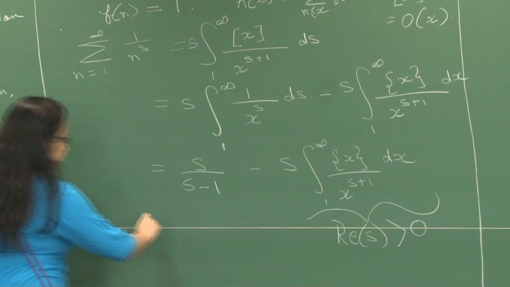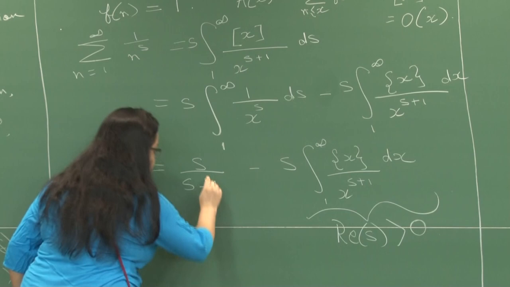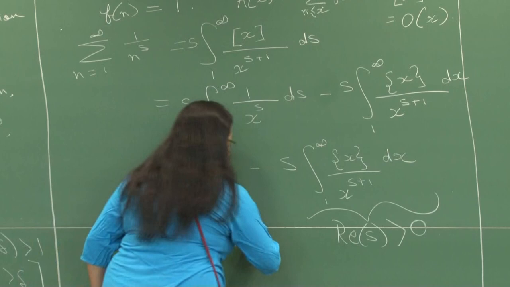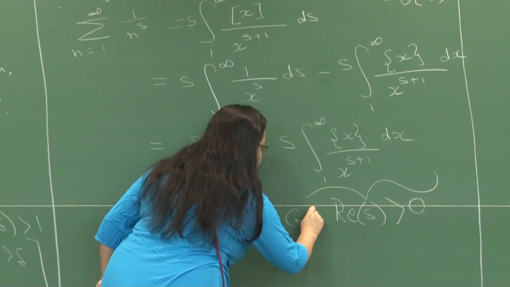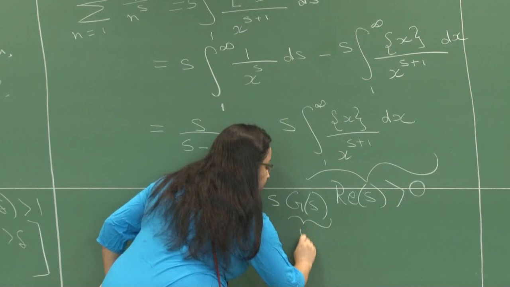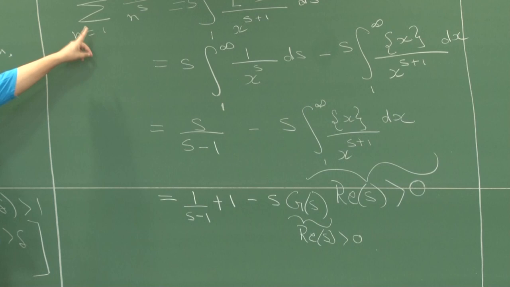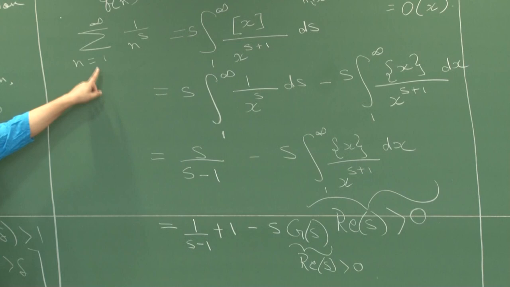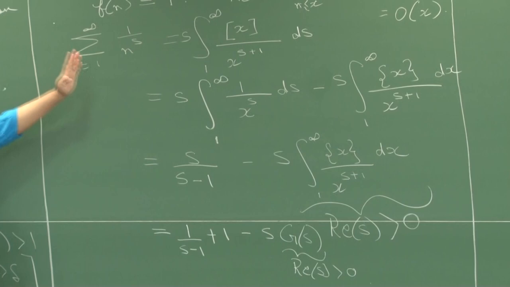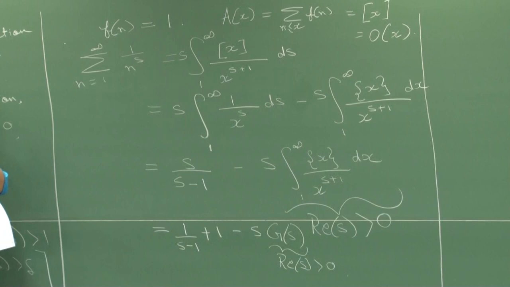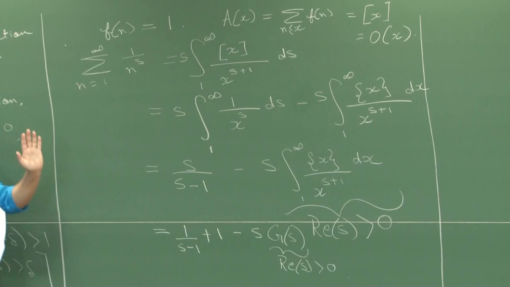So this can be written as, s minus 1 plus 1, so you have 1 over s minus 1 plus 1 minus s of something, let's call it G of s, which is analytic in the region where the real part of s is greater than 0. What this means is that you have analytically continued your zeta function, which was initially defined for the real part of s greater than 1, to a region where the real part of s is greater than 0. So thanks to partial summation, you have been able to successfully pull the region in which zeta of s can be treated as a nice complex analytic object to the left.